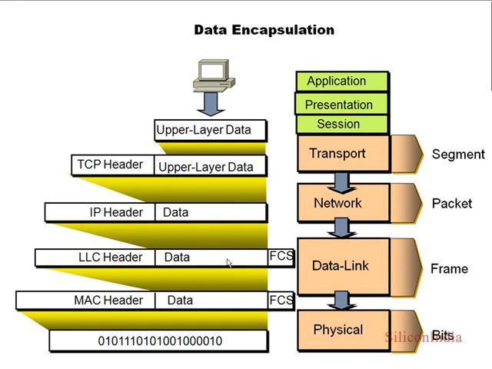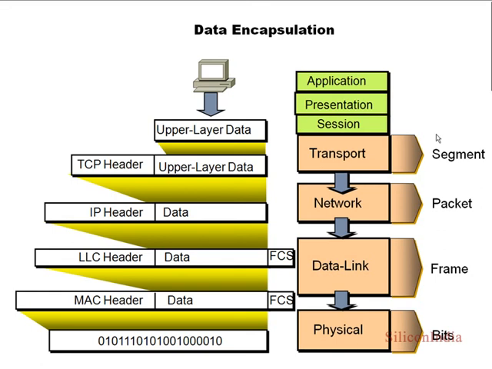And to the same thing you can add LLC. In the data link layer there are actually two layers, logical link control and the MAC layer. So you can add two headers to the same data. When you add these two headers, that's called a frame. And these frames can be converted into bits at the physical layer.